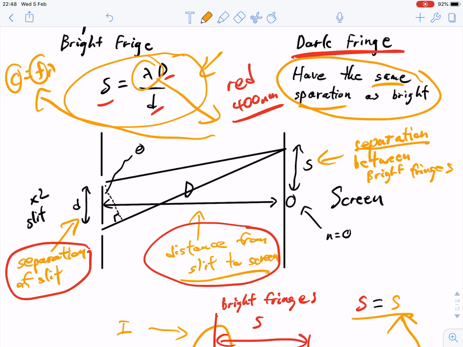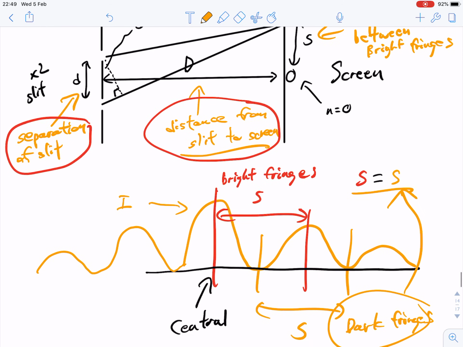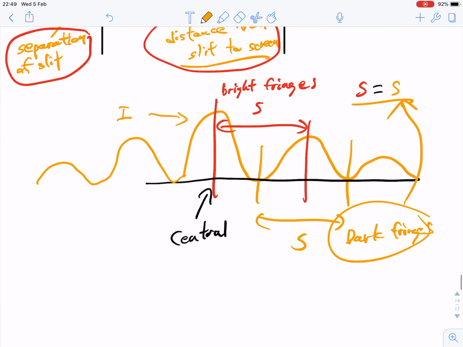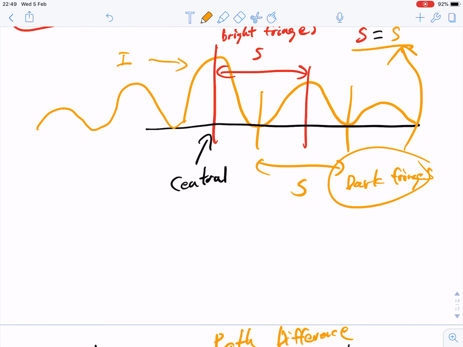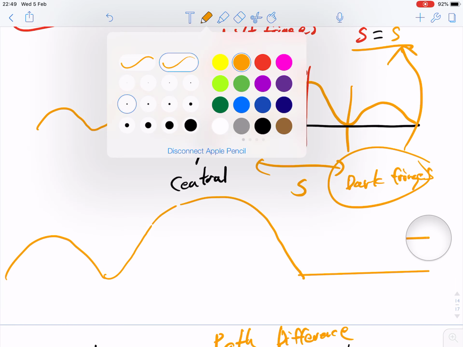So, what happens if we decrease the size of the slit? How does that affect the separation of the fringes? If we decrease that, then that should increase the separation or the distance between the fringes. So let me see here. If we have decreased the d, we increase the separation, which means we might have a big maxima like this. The next one here might be like that.